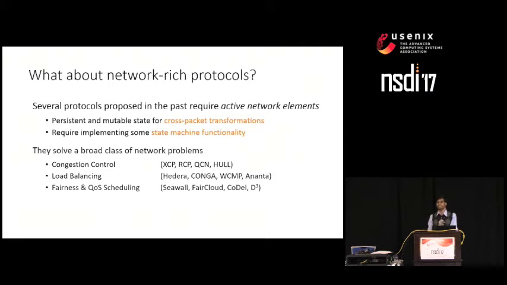And there have been several such protocols proposed in the past, several by people in this room, that require active network elements. By which I mean they need to maintain persistent and mutable state at these switches to perform some cross-packet transformations, or they require implementing some sort of state machine functionality to periodically update the state at these switches. And these protocols solve a broad class of challenging network problems, ranging from congestion control to load balancing, or even fairness to QoS scheduling.